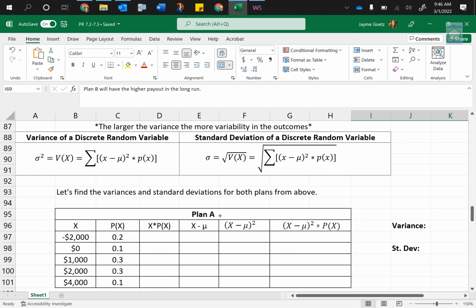So here are the formulas that we're going to use. We have the variance of a discrete random variable, and it's given by this formula right here. Okay? Variance is sigma squared, also known as V of x, and it looks like this long guy right here. Standard deviation is literally just the square root of it, right? Are we okay with that? Now, let's find the variance and standard deviation for both plans from above.